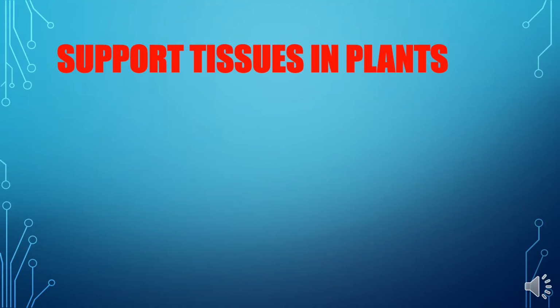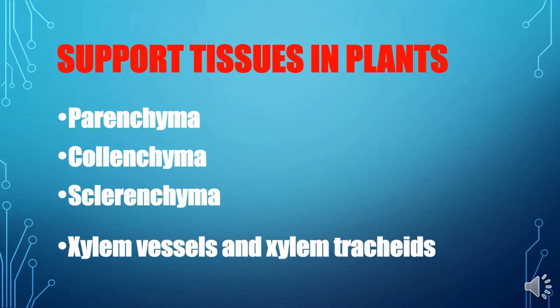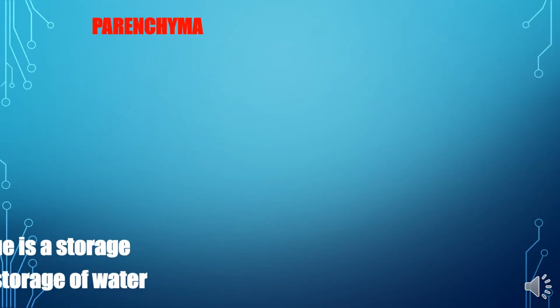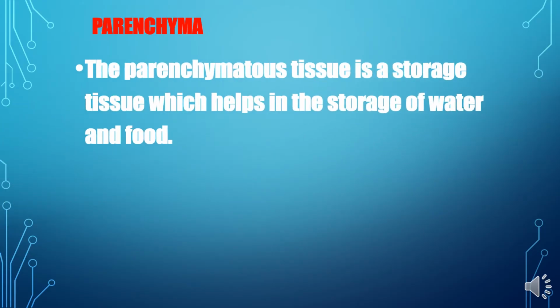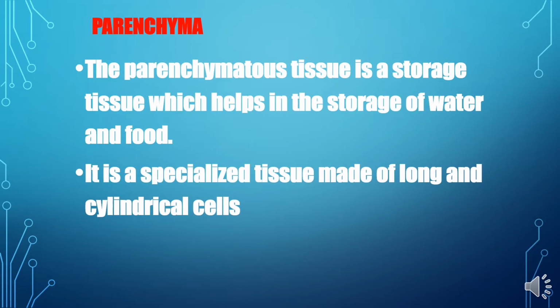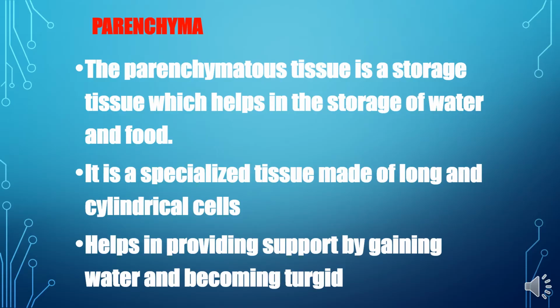Support tissues in plants include parenchyma, collenchyma, sclerenchyma, xylem vessels, and xylem tracheids. The parenchyma: parenchymatous tissue is a storage tissue which helps in the storage of water and food. It is a specialized tissue made of long and cylindrical cells. It helps in providing support by gaining water and becoming turgid.